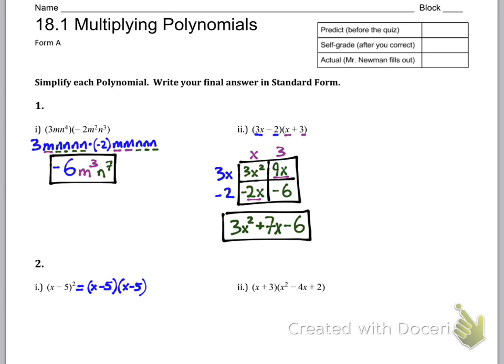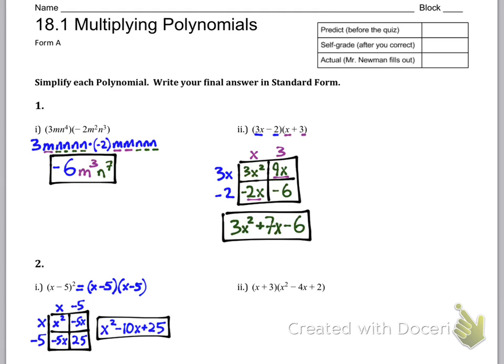Now we recognize it as a problem where we need to multiply with the box. So let's multiply it out. x minus 5 and x minus 5. x times x is x squared. -5 times x is -5x. -5x again. And -5 times -5 is +25. We get x squared minus 10x plus 25 is our answer, once you combine the like terms.